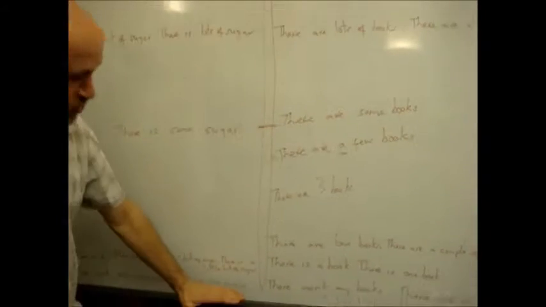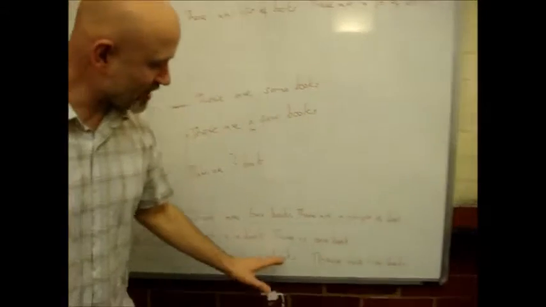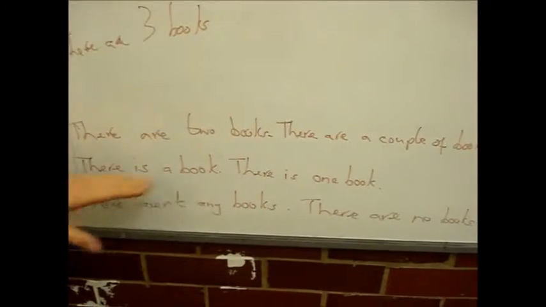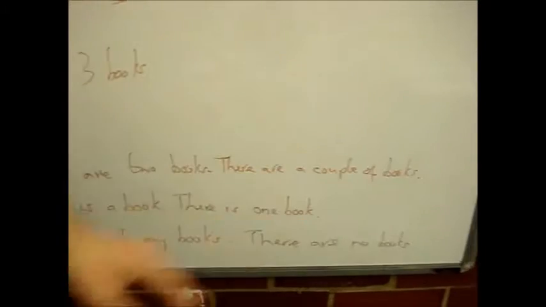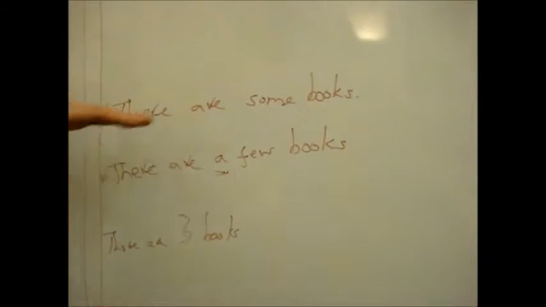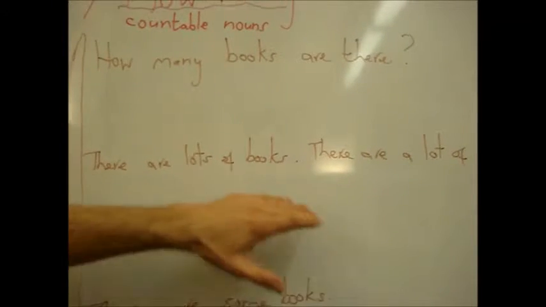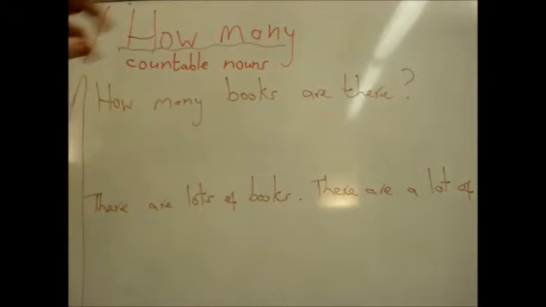And then we did the gauge. So starting at the bottom, for 0, for countable nouns, let's do countable nouns first. There aren't any books, or there are no books. This is what we've just learned. But then you can say there is a book, there is one book. There are 2 books, there are a couple of books. There are 3 books, there are 4 books. We can count them. There are a few books, there are some books. Then we go up higher. There are lots of books, there are a lot of books. We were asking the question, how many books are there?